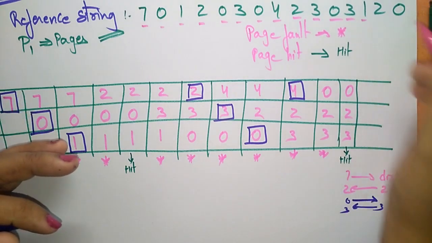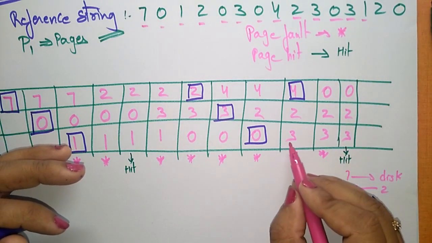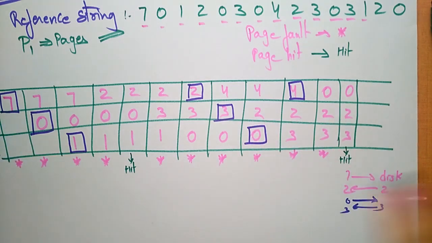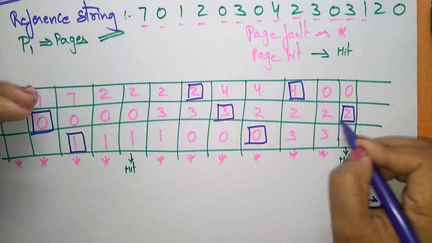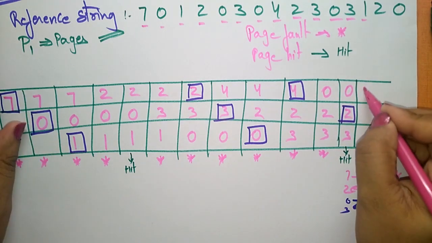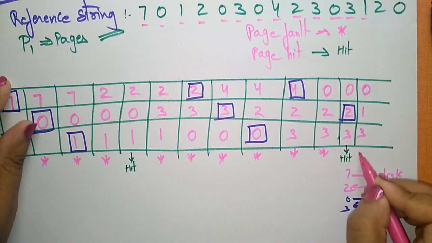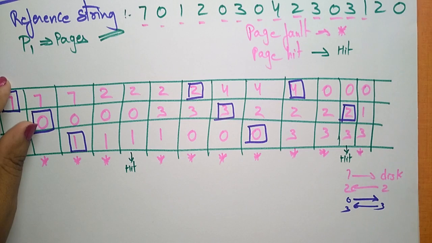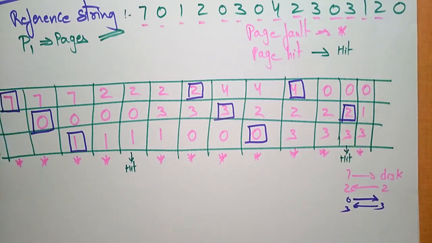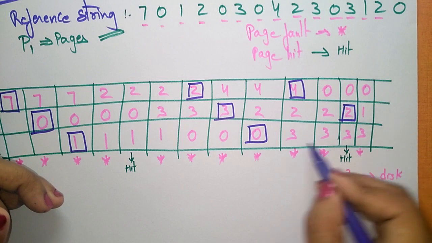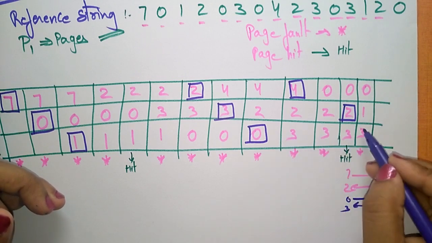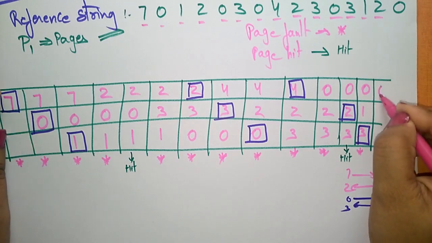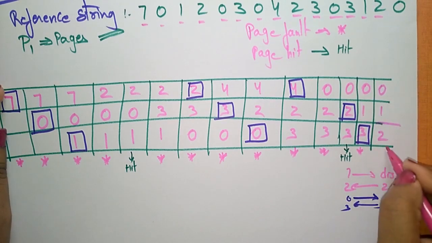So next 1. Which place has to be replaced? The 2 has to be replaced because 2 is staying for a long time. The first in page is 2. 2 has to be replaced. So 0, 1, 3. This is also a page fault. So next I have to place 2. Which place has to be replaced? So 0, 1, 3. The 3 is staying for a long time. So just replace 3. That is 0, 1, 2.